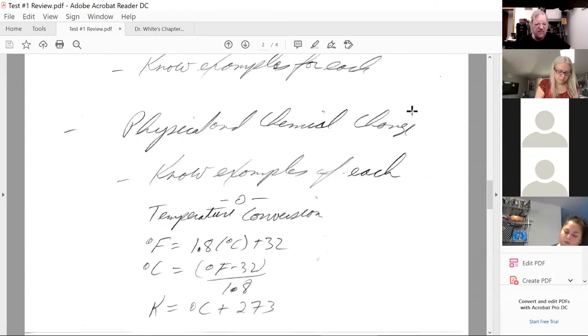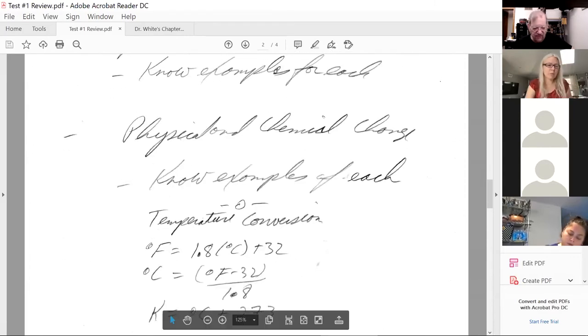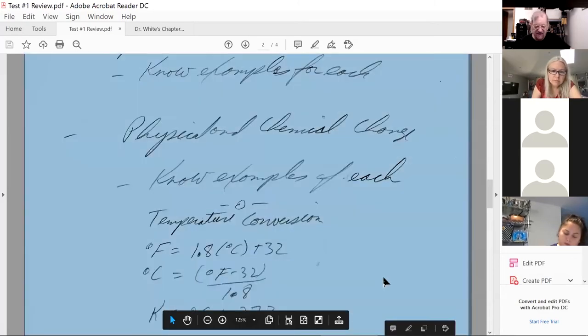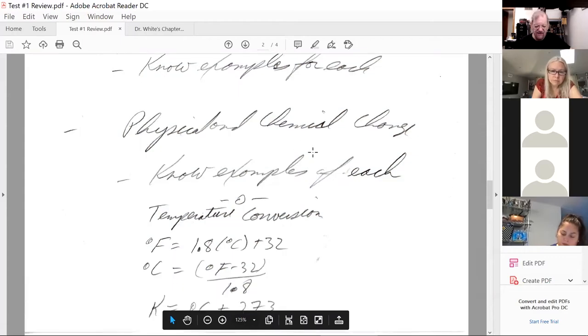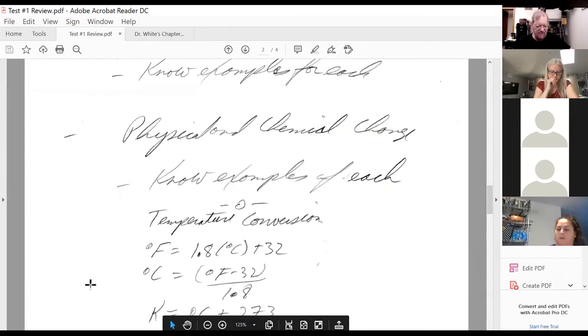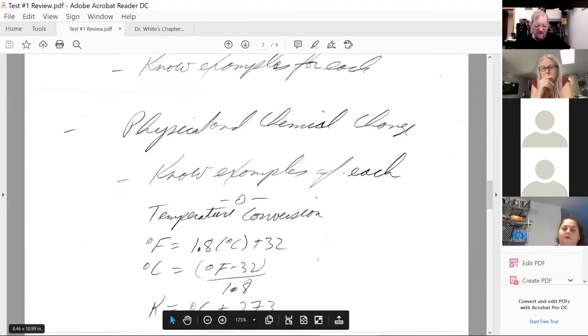right, next, I talked about the temperature conversions. And that doesn't want to, all right. Why doesn't that want to go away from my screen? It's being difficult.